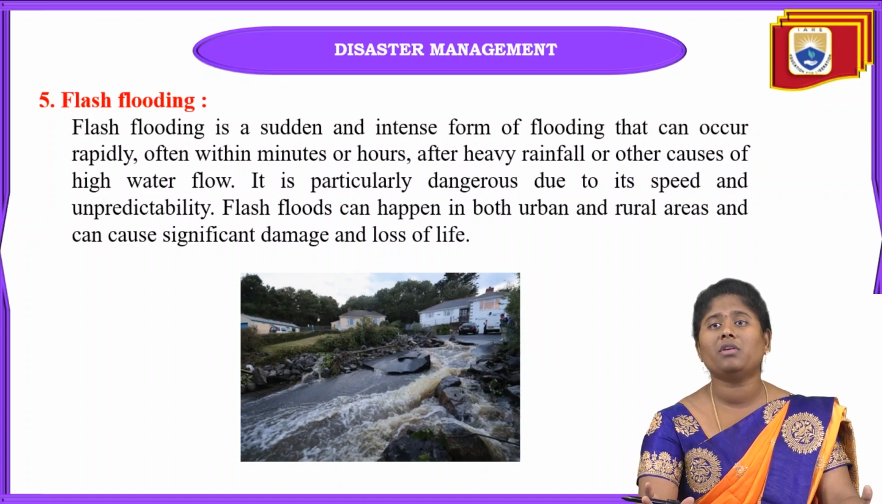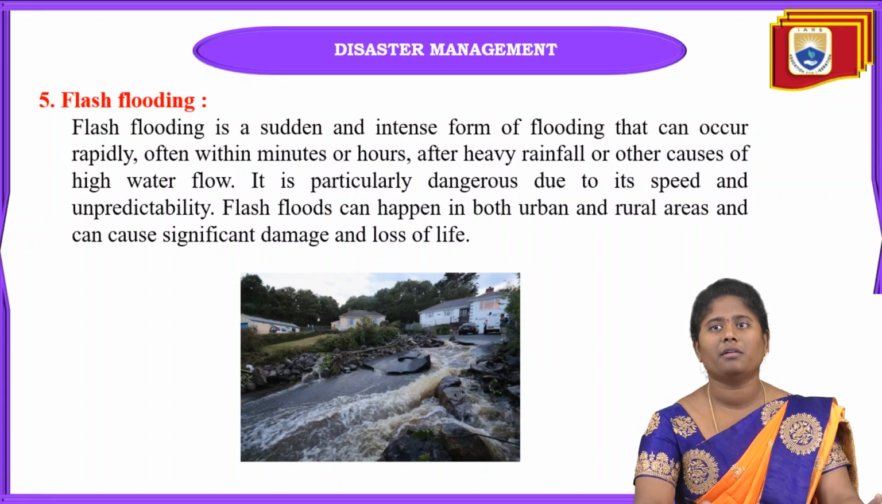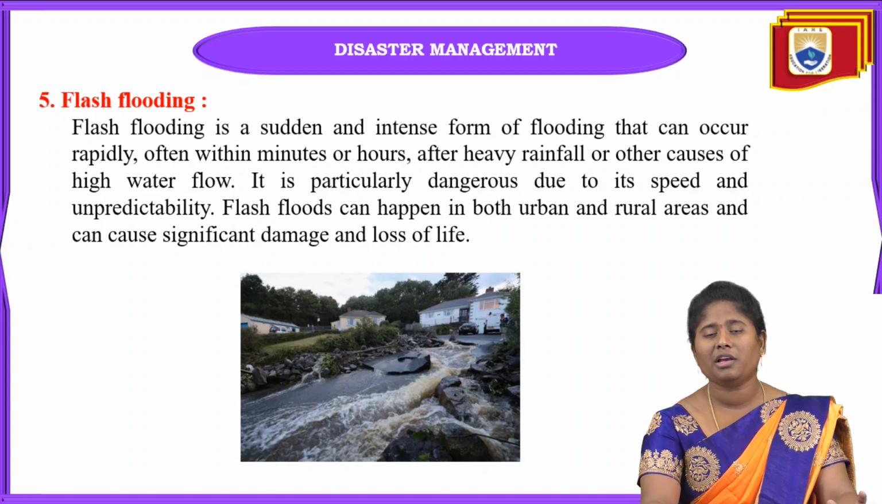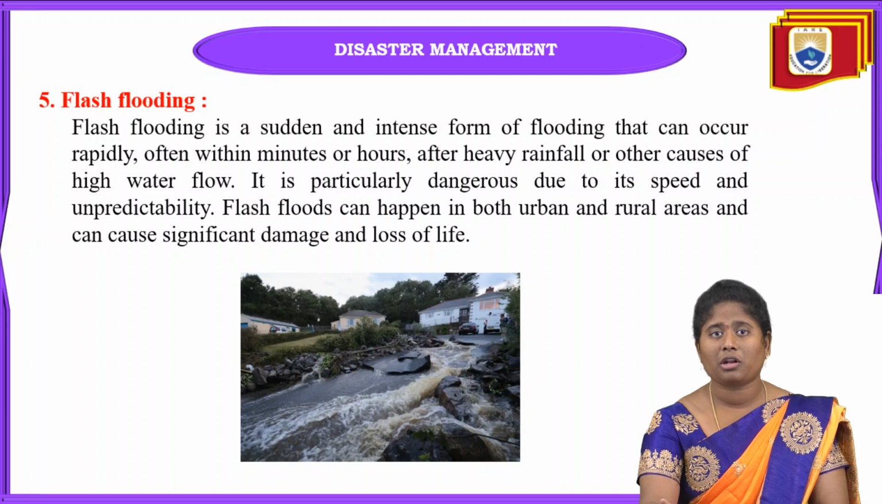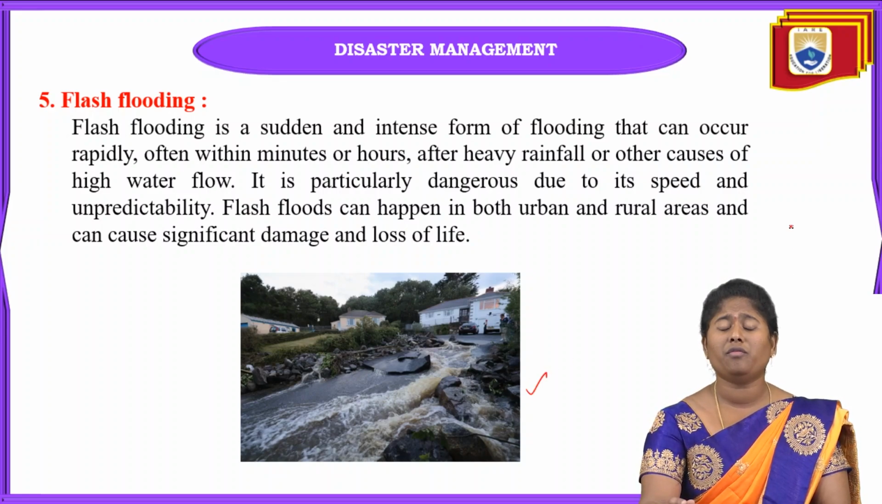That's why it is very dangerous compared with other floods. It is very dangerous due to its speed and also unpredictability. We cannot predict flash flooding. Mainly these flash floods can happen in urban areas and also rural areas. They cause very much damage to human life, infrastructure, and properties. Here you can see the figure. Within a fraction of minutes only, this flooding can happen.